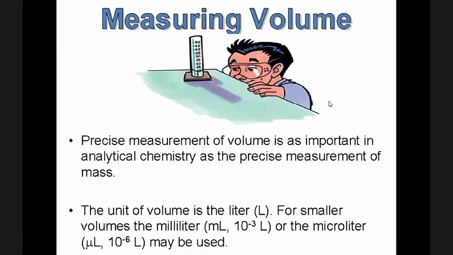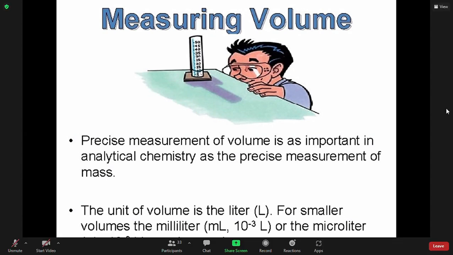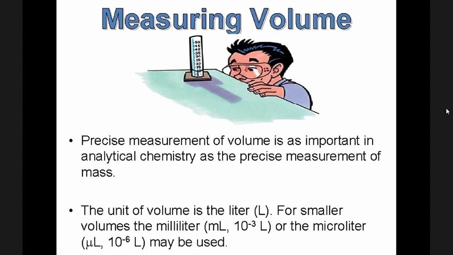We ended up last time in mass measurements. Now we go to measuring volume. Measuring volume, specifically the use of volumetric glassware, is very important in analytical chemistry, because you are obliged to have precise measurement of the volume. So the unit is liter. For smaller volumes, we have the ml, and microliter could also be used.